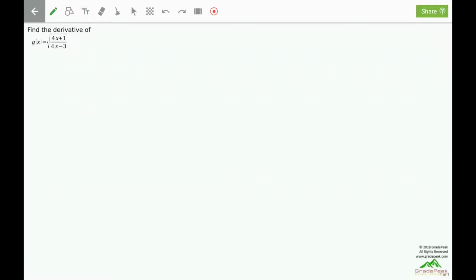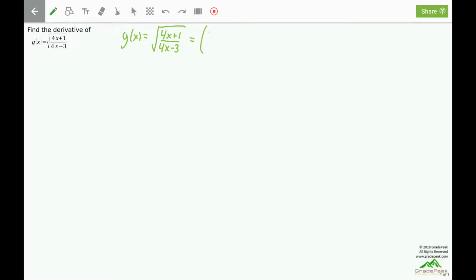Find the derivative of g of x equals the square root of the quantity 4x plus 1 over 4x minus 3. So g of x here is the square root of an entire expression, 4x plus 1 divided by 4x minus 3, which itself is a quotient. So therefore, we're going to be making use of the quotient rule at the very least.